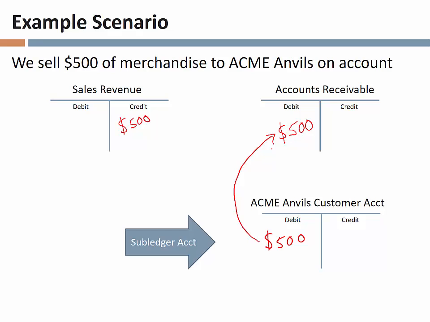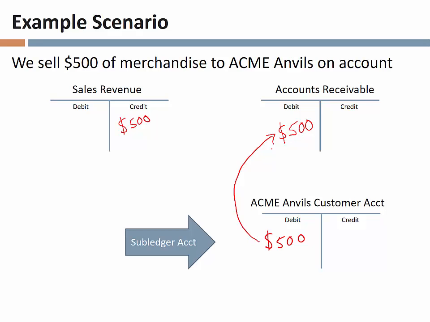My question to you is, do I have the money yet? No. So notice, revenue just went up, but my cash didn't change at all. A lot of times students mistakenly think that revenue and cash are the same thing, and they're not. Revenue and cash have a relationship, but in this scenario, no cash ever changed hands, and my revenue went up by $500.